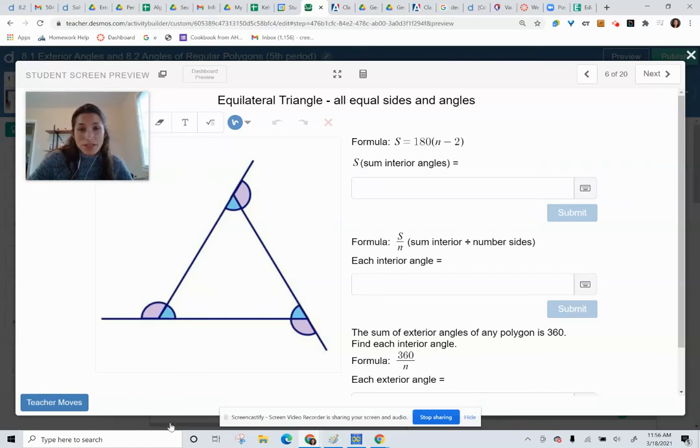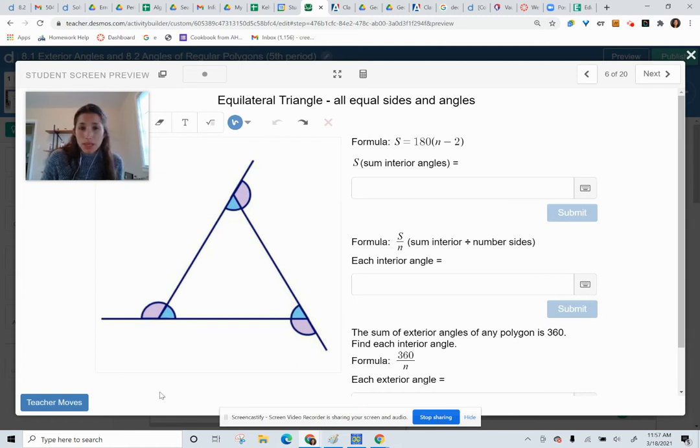So on the next several slides, you're going to be looking at polygons that are regular. If a polygon is regular, that means that all of the sides and all of the angles from that shape are the same. For example, this triangle has all equal sides and all equal angles. All the blue angles are equal. Now we have a specific name for a triangle when it has all equal sides and angles, and that would be equilateral.